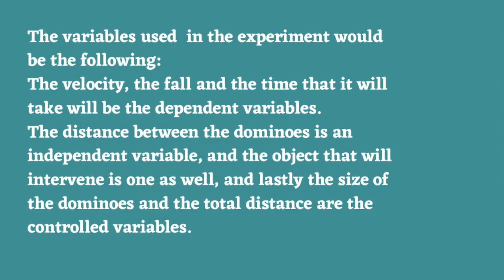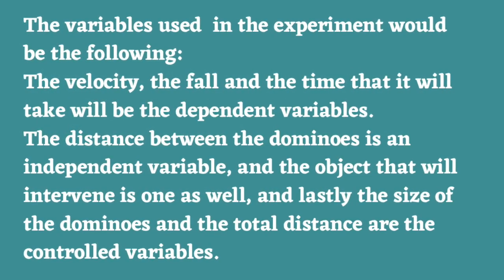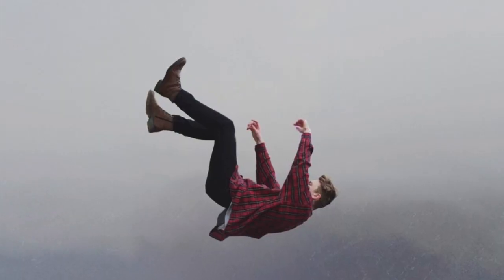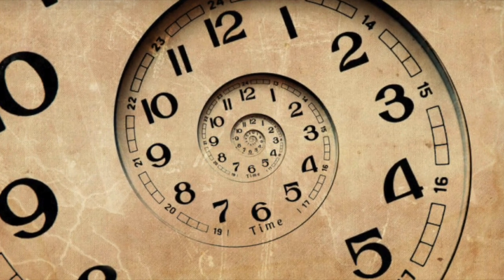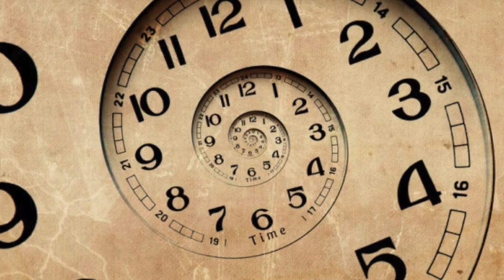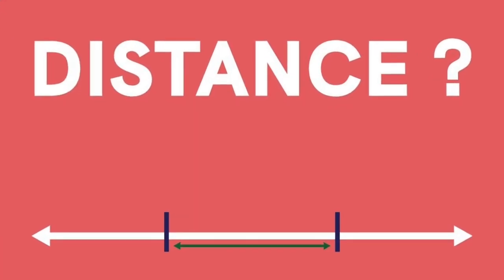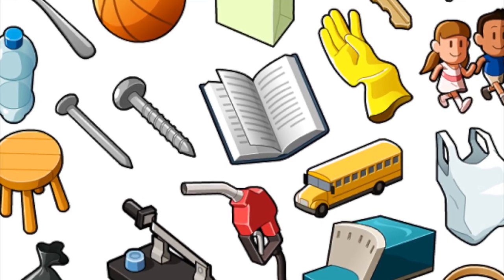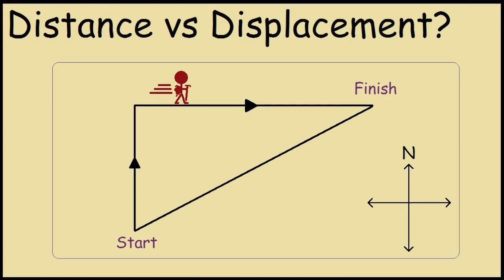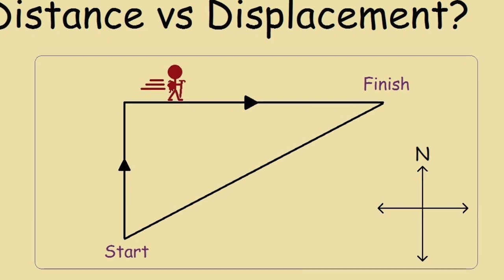The variables used in this experiment would be the following. The velocity, the fall, and the time that it will take will be the dependent variables. The distance between the dominoes is an independent variable, and the object that will intervene is one as well. And lastly, the size of the dominoes and the total distance are the control variables.